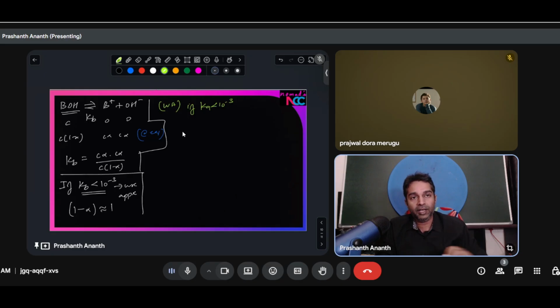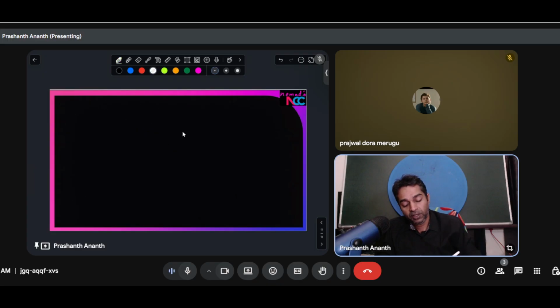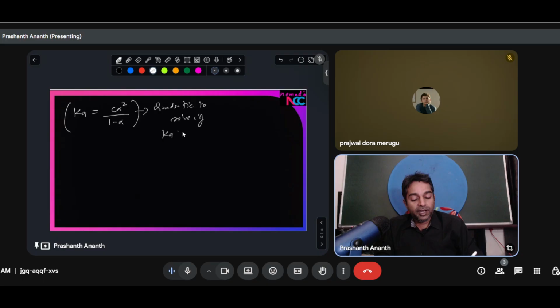I'll show the quadratic, what has to be solved, in the next page quickly. The quadratic which needs to be solved in that particular case will be Ka is equal to C alpha squared by 1 minus alpha. So this is the quadratic to solve if Ka is greater than 10 power minus 3. If it is equal to 10 power minus 3, you can use both, no problem, it's a boundary case. Effectively, the approximation is going to be barely acceptable. That is what I mean by Ka equal to 10 power minus 3 case there.